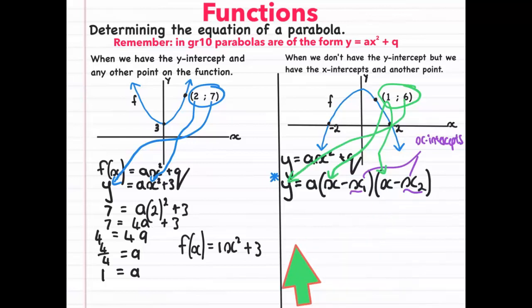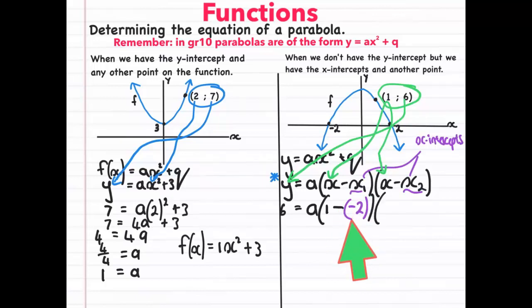Okay, brilliant. So let's just rewrite that. So this is now 6 equals a, and then we have 1 minus, and what is my first intercept? It doesn't matter which one we put first. Let's make it minus 2, so that will be minus 2. And please leave it in brackets because a minus and a minus will give me a plus later on.